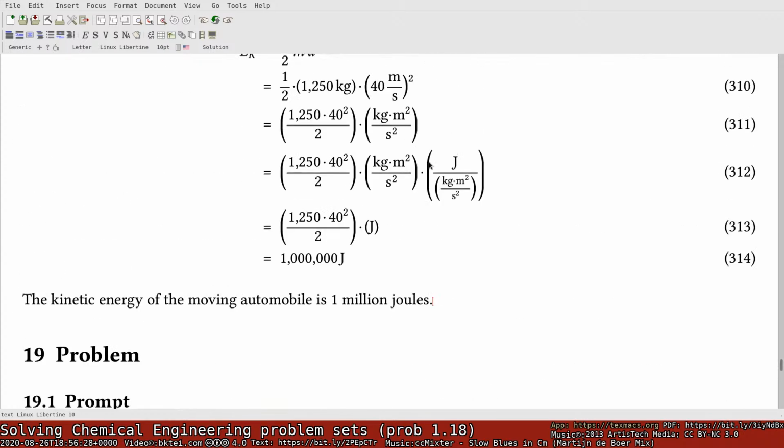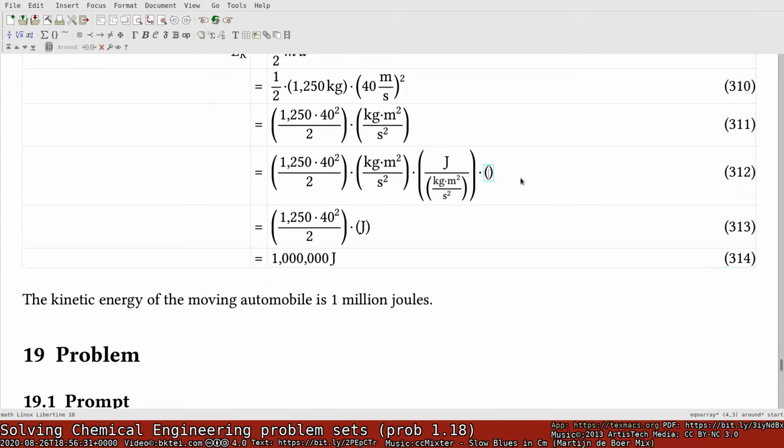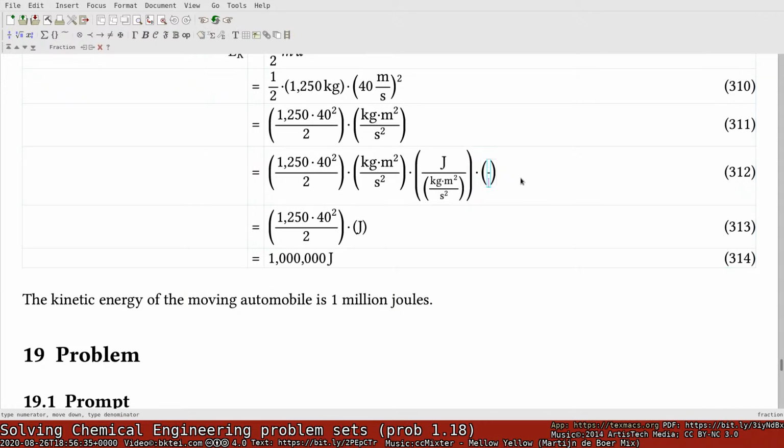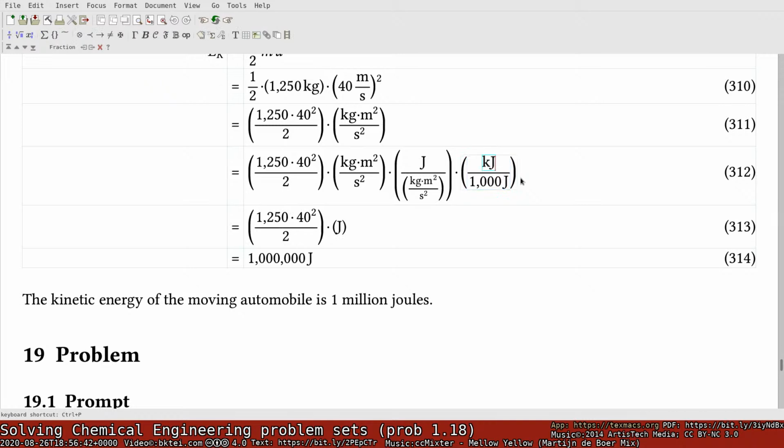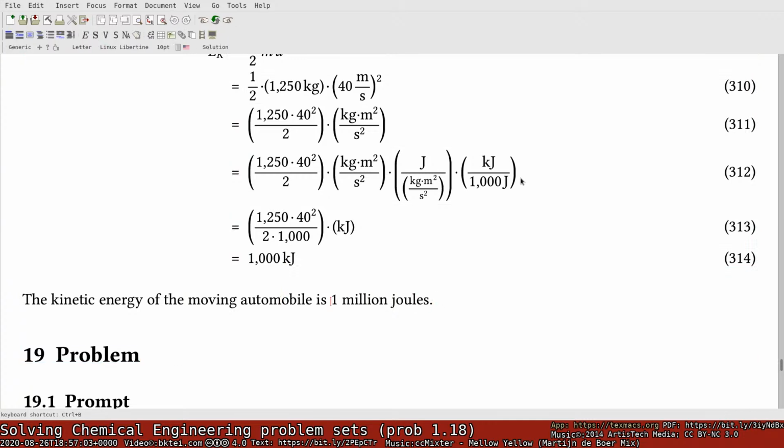Oh, in kilojoules they wanted. Alright, so for every 1,000 joules you have a kilojoule. So that's 1,000 kilojoules. Great.